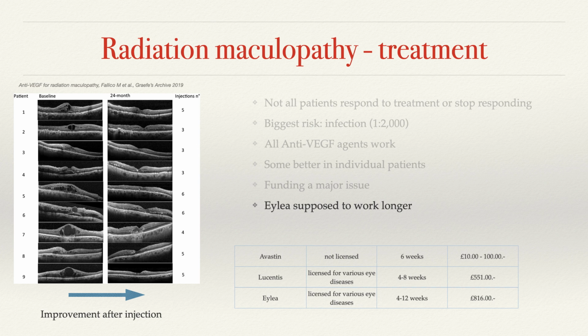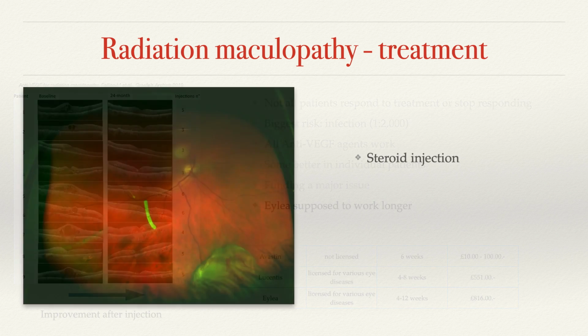There have been various trials comparing Avastin to the other drugs regarding safety and efficacy, and there's no difference. The difference is for the other diseases, it's not licensed at all. And because there's no licensed drug for radiation maculopathy, we still use it because it's definitely better than doing nothing.